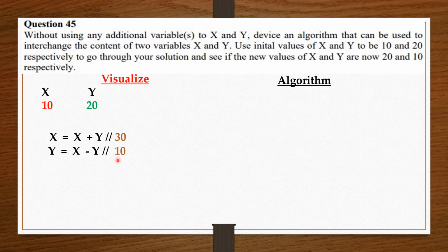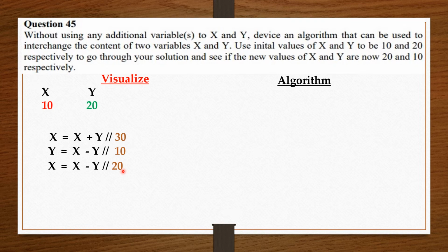Then the next thing I'm going to do is take this x variable here. Now we have the top x to be 30 and the down y to be 10. What I'm going to do is take the top x, which is 30, and subtract the y, which is 10 now, from it. So I get x equals x minus y, which will give me 20.